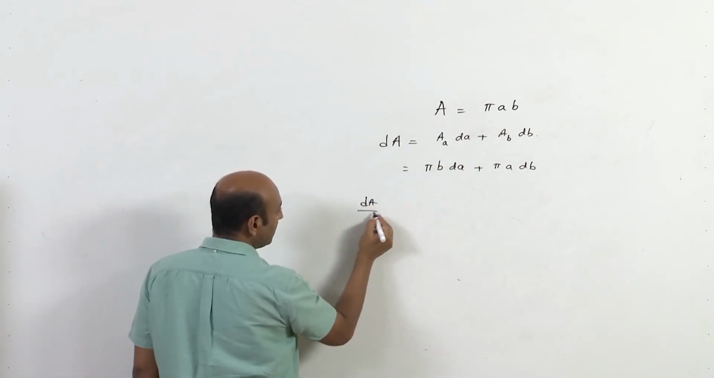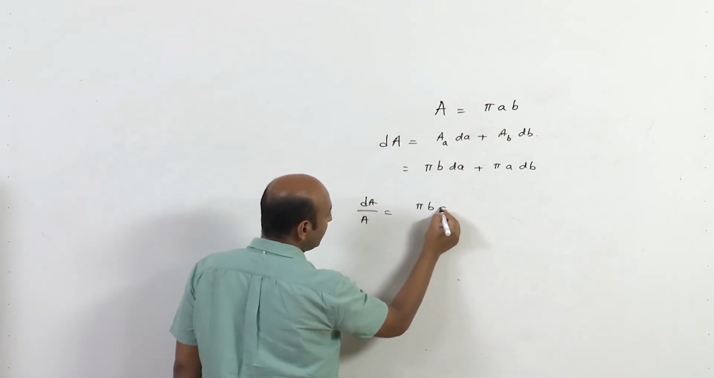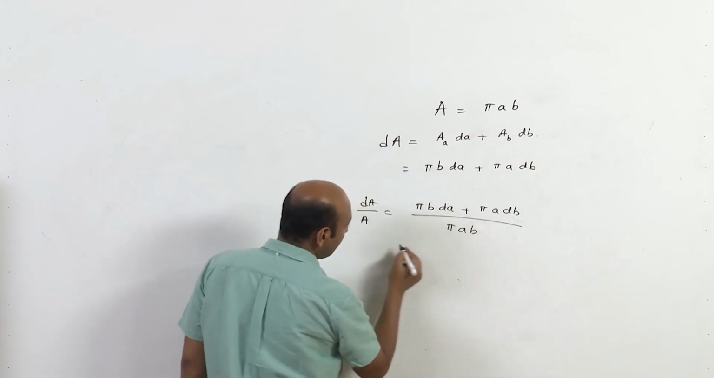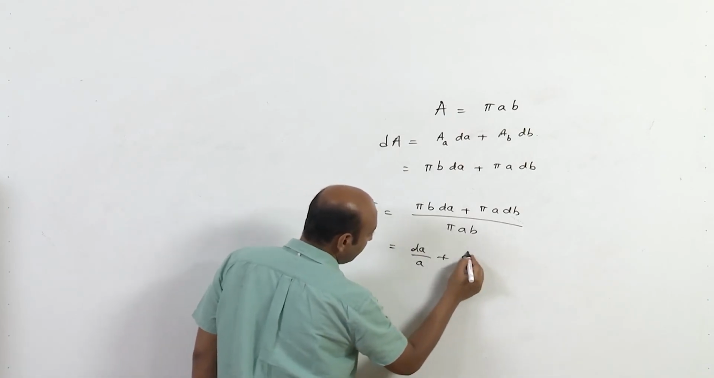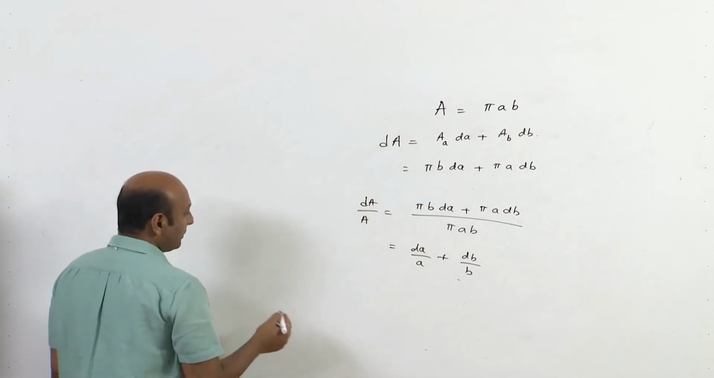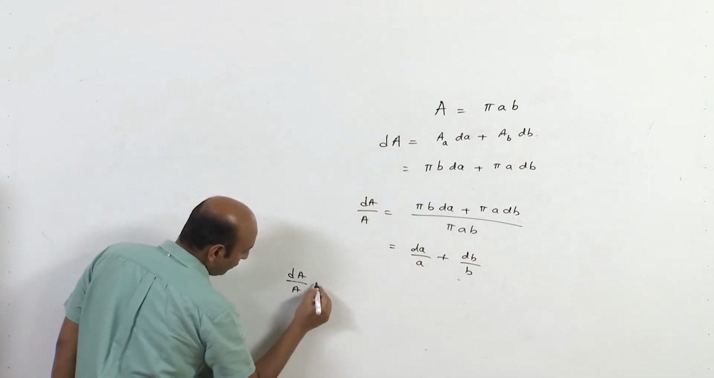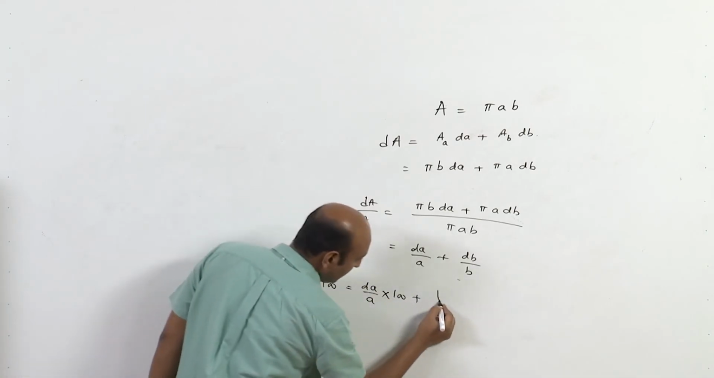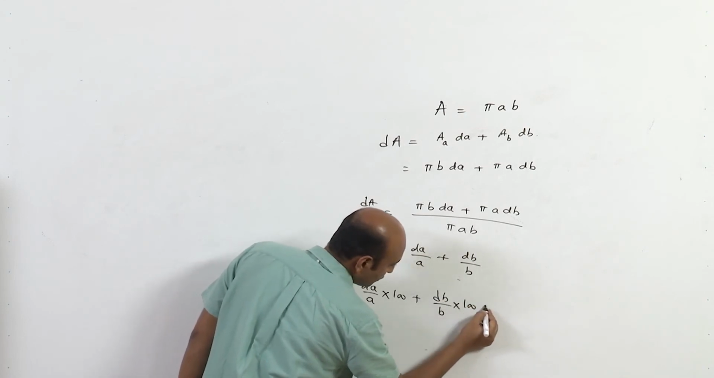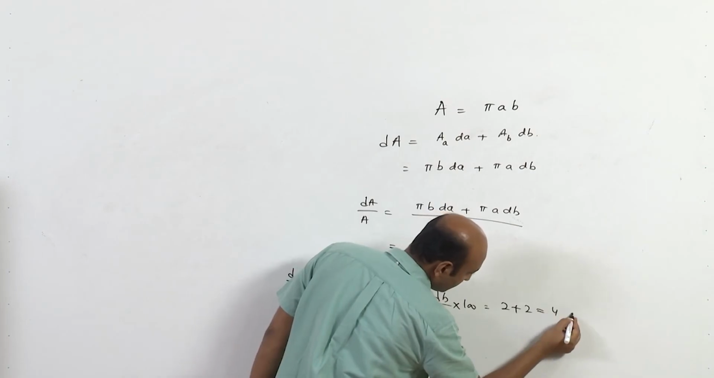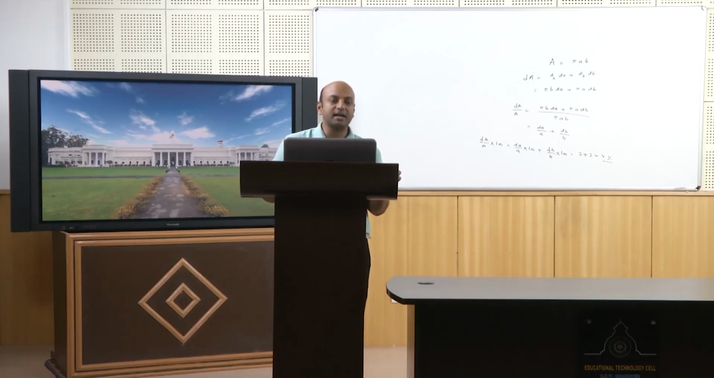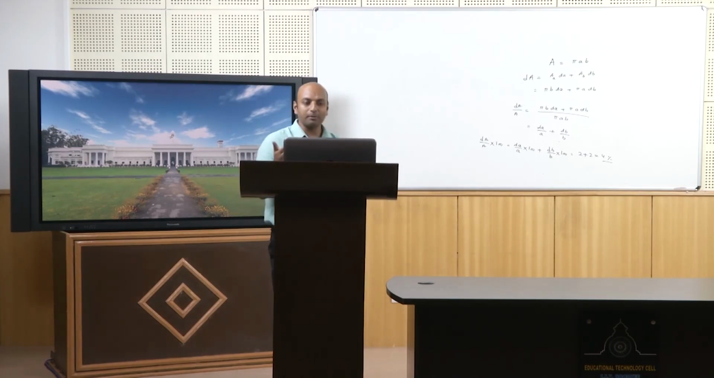Now, dA upon A will be equals to pi b da plus pi a db upon pi ab, and that will be da upon a plus db upon b. So, the percentage change will be dA upon A into 100 will be equals to da upon a into 100 plus db upon b into 100. So, that will be 2 plus 2, that is 4%. So, that is how we can find out the corresponding percentage error in the value of the area of the ellipse. Now, there are also some more problems based on this.